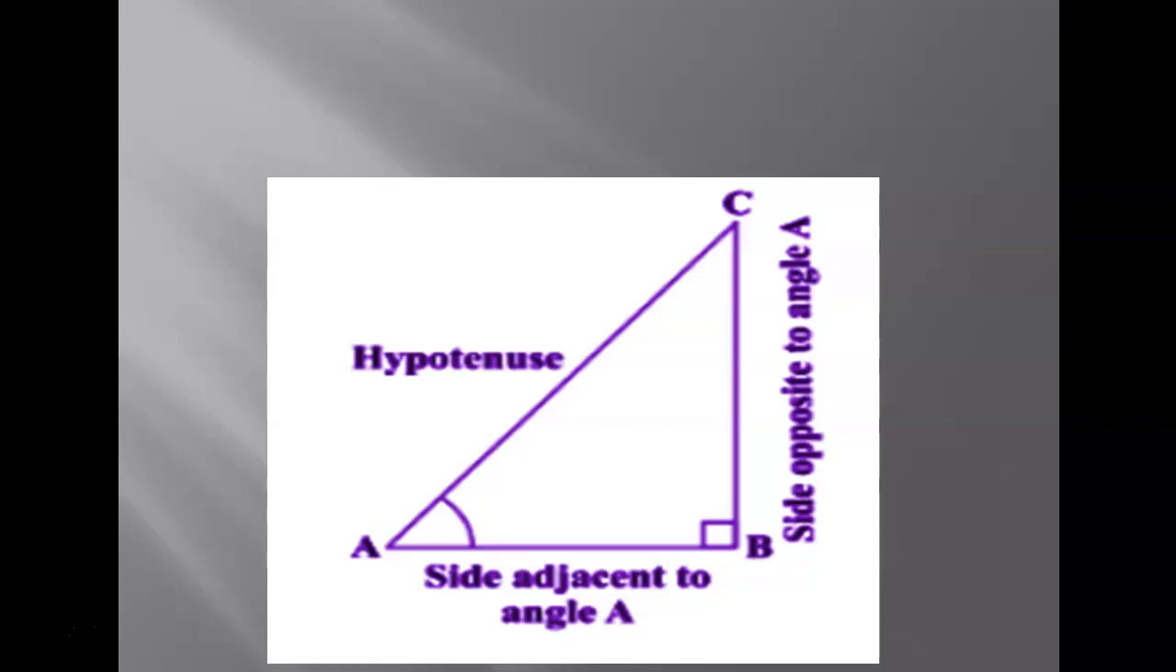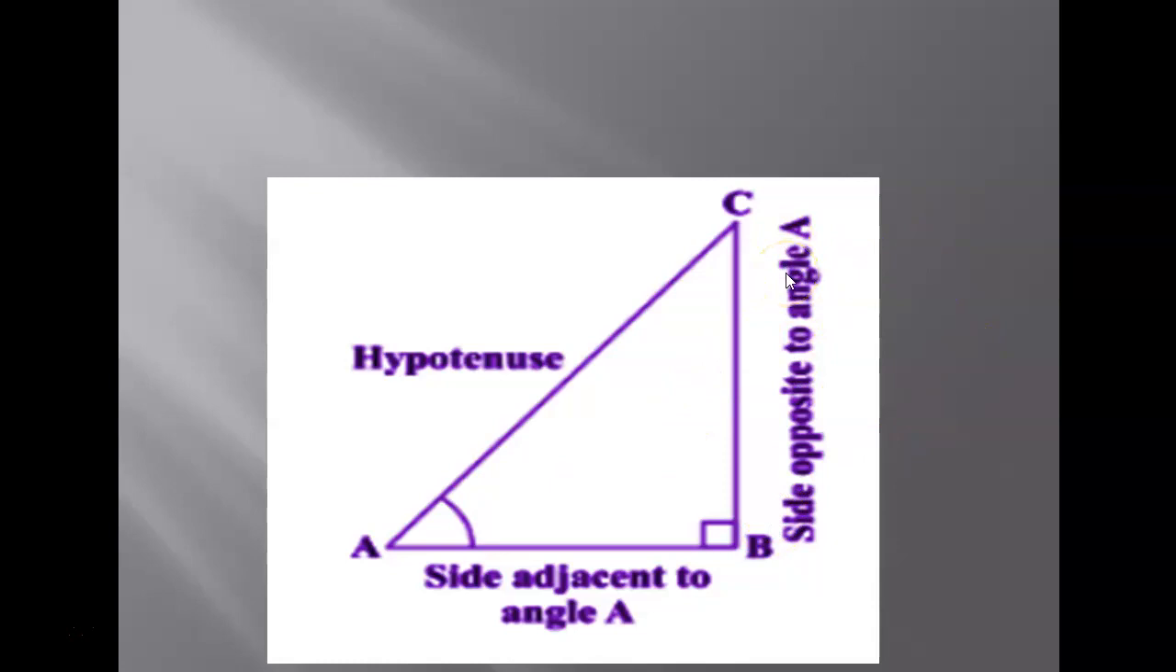The line that is drawn with this angle A is called the side adjacent to angle A, and this is also known as the base of this triangle. Why do we call it the base of this triangle? Because this angle lies on it. It is the foundation of this angle. Basically, we call this the base.